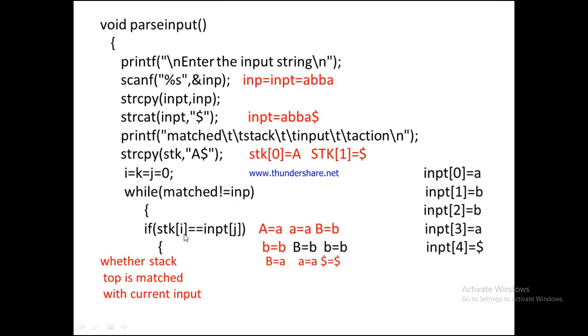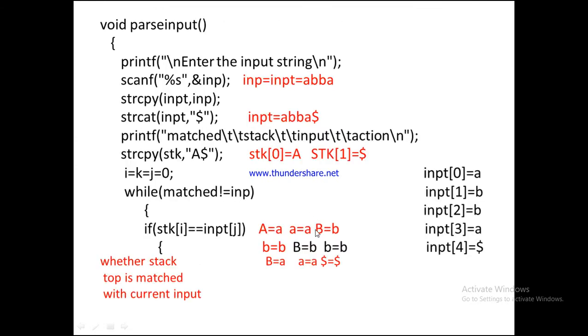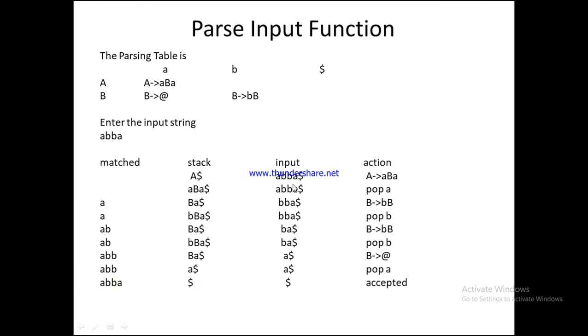Now stack of 1. A is matched, stack of 1, what is there in that? B. I already told you what was there in the stack. Stack was A, B, A. So this was stack of 0, stack of 1, stack of 2. So stack of 1 is nothing but the capital B. I am checking whether the capital B is equal to input of 1. What is input of 1? B. That means I am checking whether this B is equal to B.